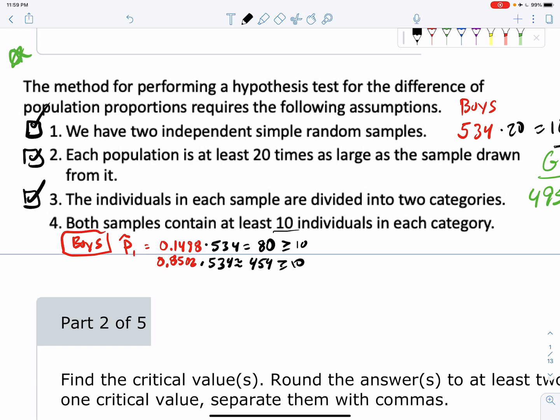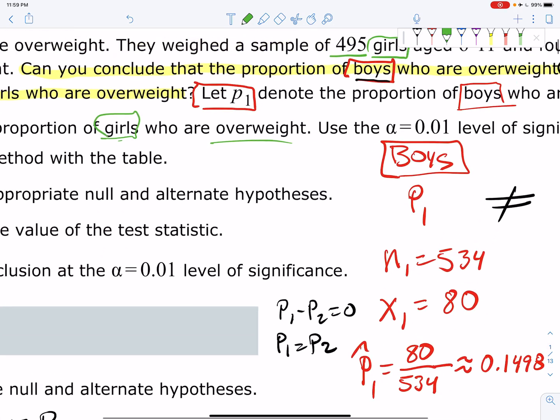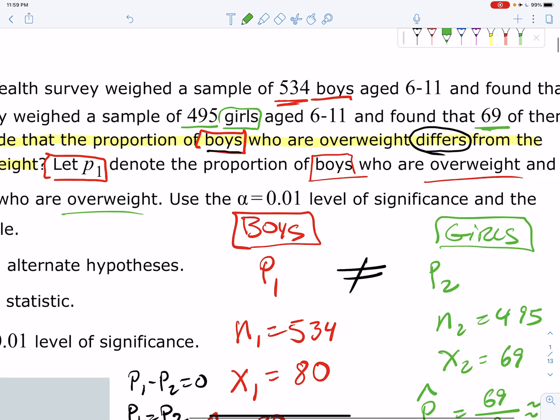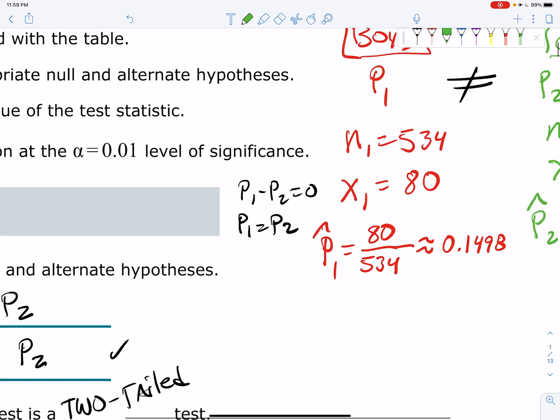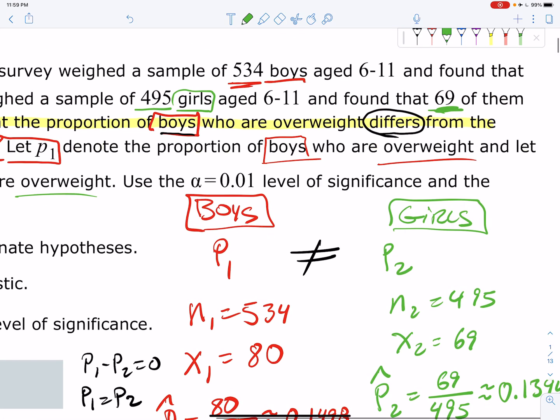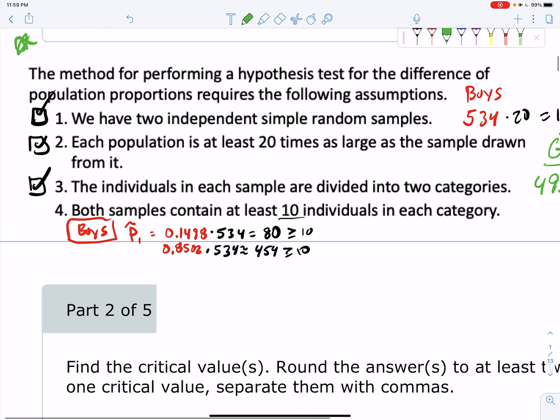Okay, and so you do the same thing with the girls, and you can see pretty quickly that the girls that were overweight at the beginning, it said were 69, so that's bigger than 10, and the girls that were not overweight, if this was out of a sample of 495, that's definitely bigger than 10 as well. So number 4 is also satisfied.